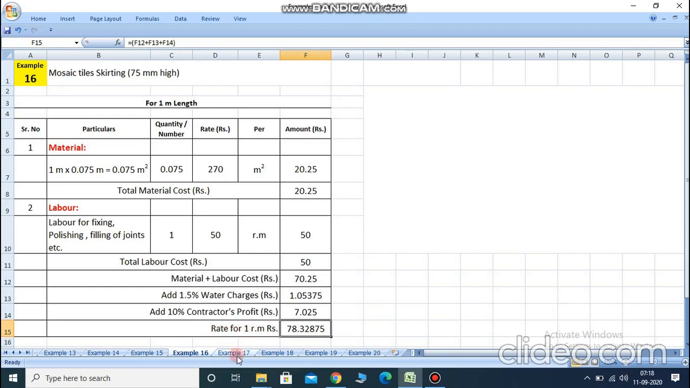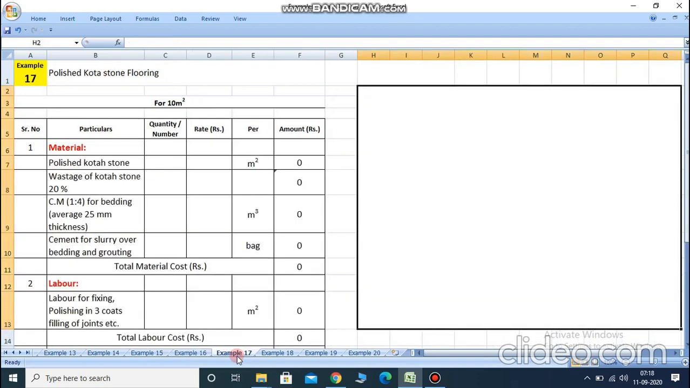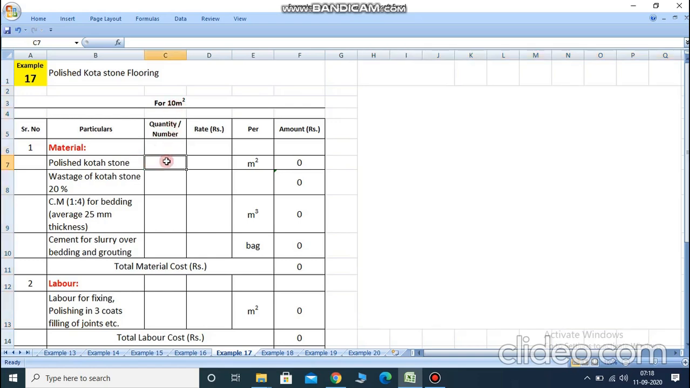Now we take another example, number 17. In this example, polished Kota stone flooring. We take polished Kota stone flooring for a 10 meter square area. Now first we take polished Kota stone. The quantity we calculated is 10 meter square. And then the per meter square rate for Kota stone as per the textbook value is 400 rupees. So we got the answer 4000 rupees.